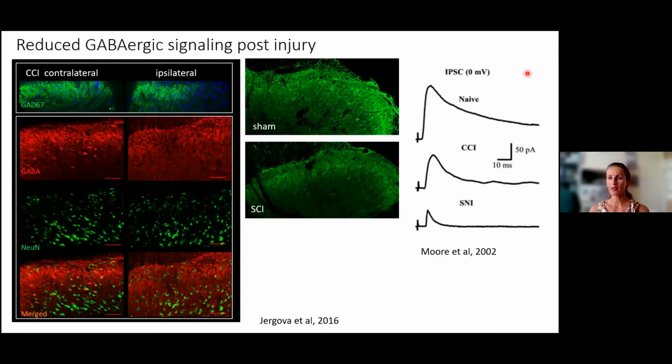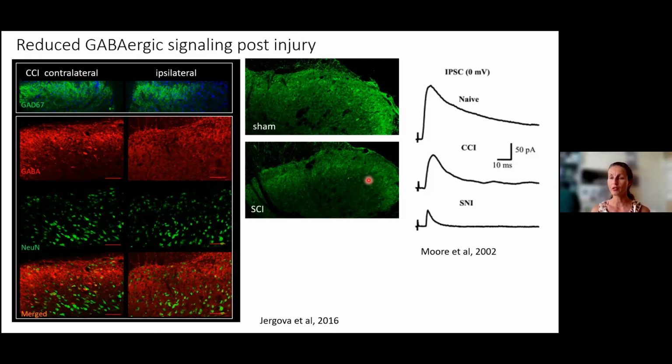So now what we are doing in our lab, our research approach, as I said, we are trying to target this reduced inhibition. There is a reduced expression of GABA when we are checking GABA based on immunostaining. There is a reduced expression of the enzyme glutamic acid decarboxylase, GAD, in a CCI model, the model of peripheral nerve injury. So you have a reduced expression of GAD on the ipsilateral side. You have a reduced presence of the GABAergic neurons compared to the contralateral side. Similarly, in the spinal cord, those green ones here are the GABAergic neurons. You don't see that many of them in the animals with a spinal cord injury.